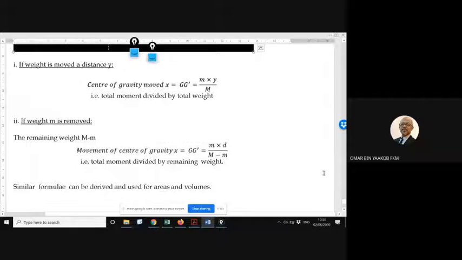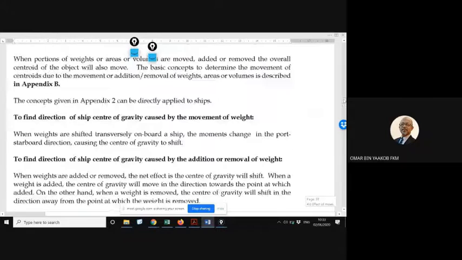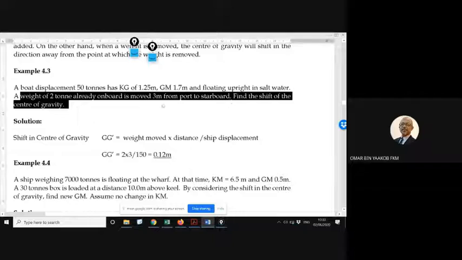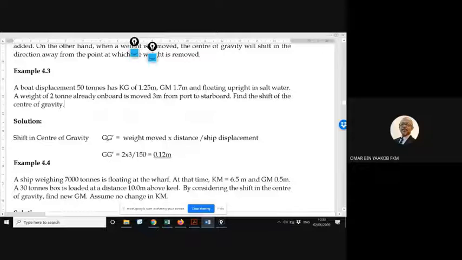All right, so we go back to our actual sheet here. Just a very simple example. Can we find the shift in center of gravity of the ship if a weight of 2 ton already on board is moved 3 meters from port to starboard? Find the shift in center of gravity. From that formula in appendix B, GG' is weight moved times distance divided by ship displacement.